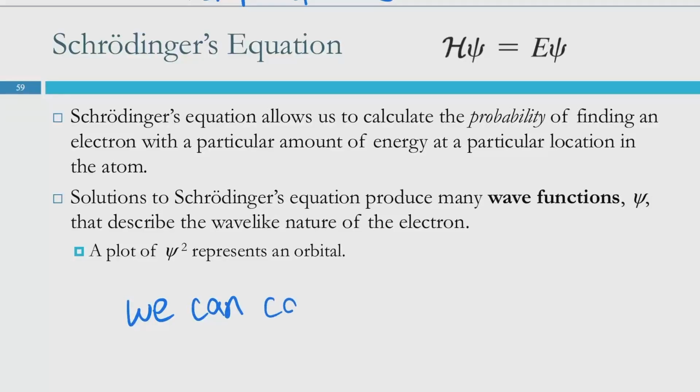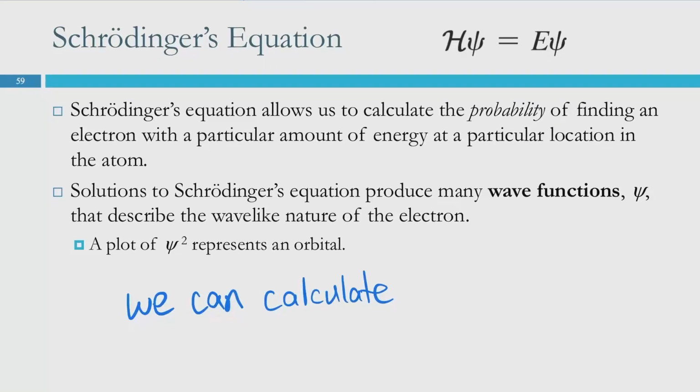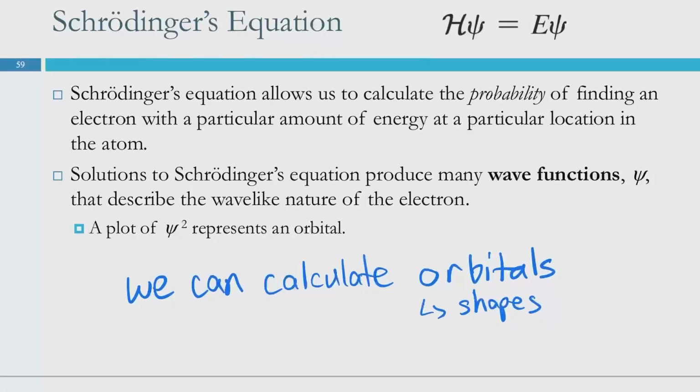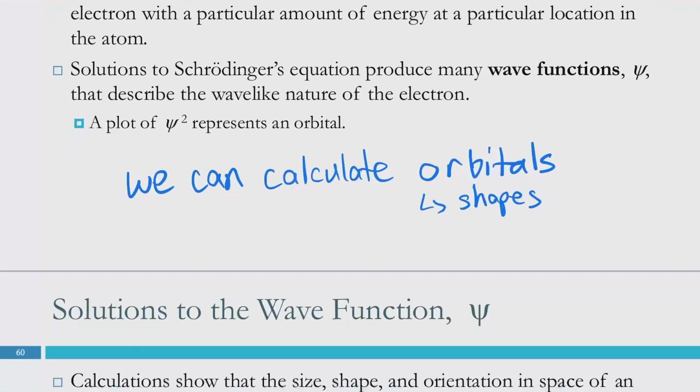Based on Schrodinger's equations, we can calculate orbitals. So this is the basis for which we get orbitals, and remember I've talked about orbitals are shapes. We'll see some pictures of those shapes very soon.